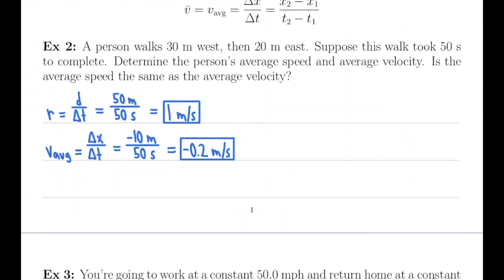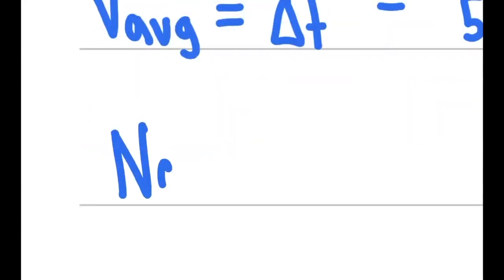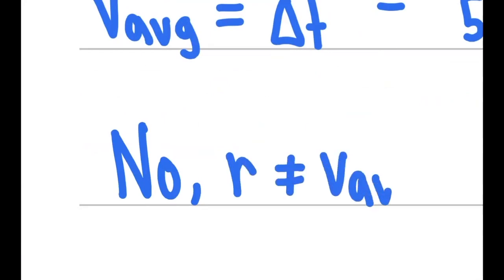Is the average speed the same as the average velocity? Using my years of mathematical expertise, I'm going to make a conjecture that 1 is not equal to negative 0.2. You're right. The average speed is not the same as the average velocity. So no, R does not equal the average velocity.